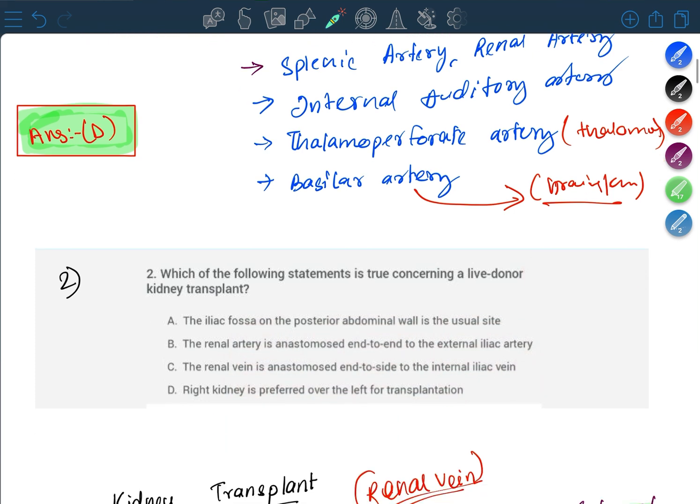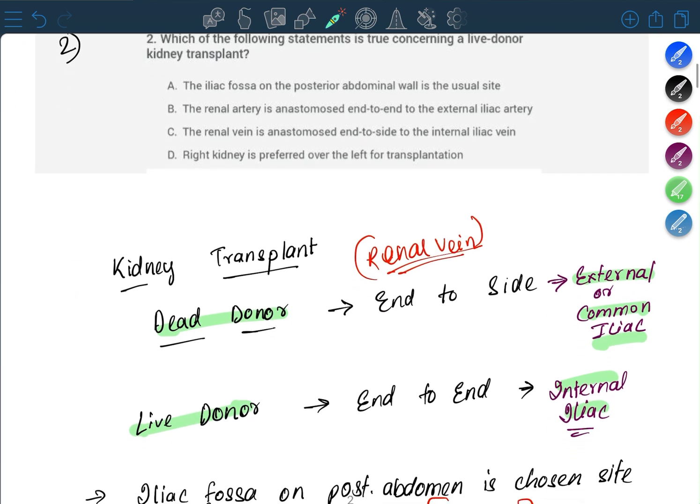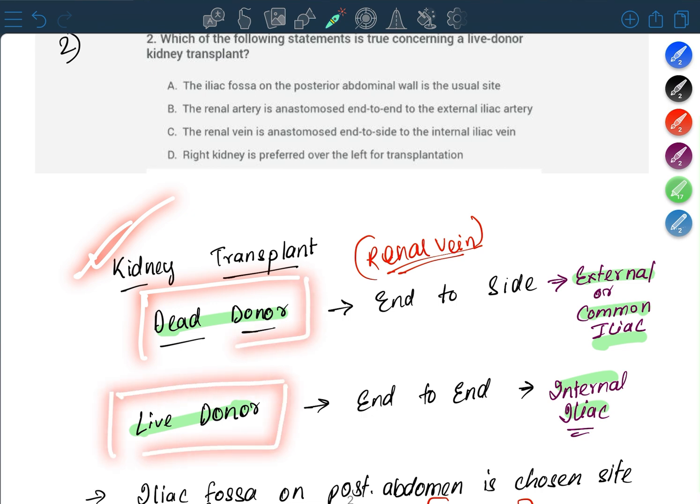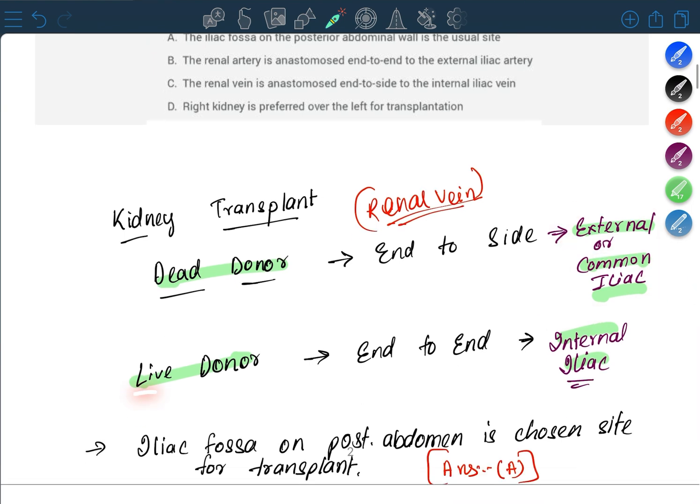Okay, we have answered. So let's know. This is a tricky question, so we must know this. You must know the criteria for dead donor and live donor. In dead donor, we do end to side anastomosis and it's external or common iliac vein. And for live donor, we do end to end and it's internal iliac vein. And always remember it's renal vein, not artery. It's renal vein that is anastomosed.